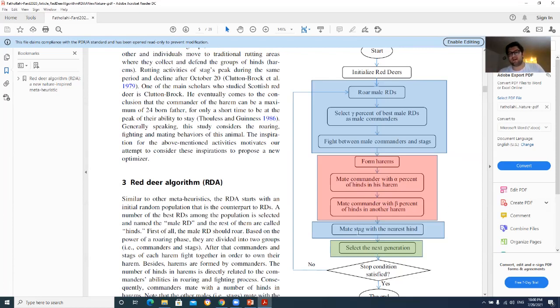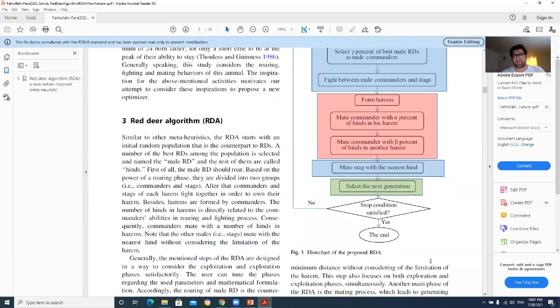Also, stags will try to mate with a random hind, or the nearest hind to the stag. And the next generation of solutions is selected, and it forms an evolutionary algorithm. It means that good solutions always have more chance than bad solutions to be selected for the next generation. By doing the mating process, we generate new solutions as offspring of this mating process.